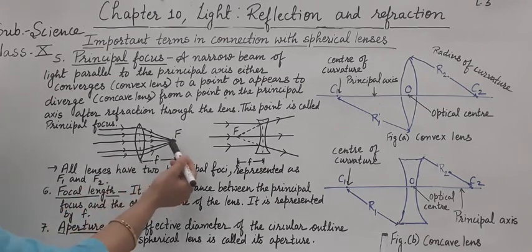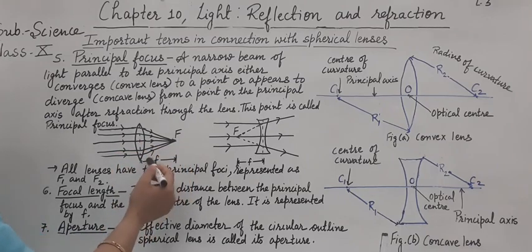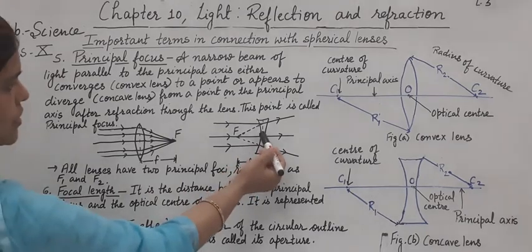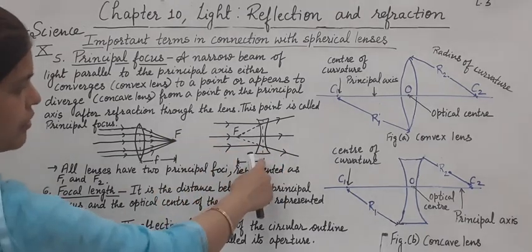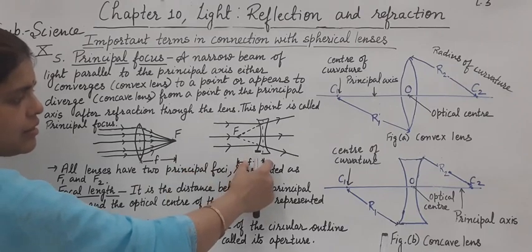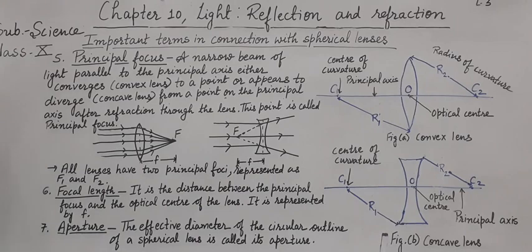So this distance, this is the optical center and this is the principal focus. The distance between the optical center and principal focus is called focal length. So this is the optical center of the concave lens and this is the principal focus. This length is known as focal length. Focal length is represented by the letter small f.